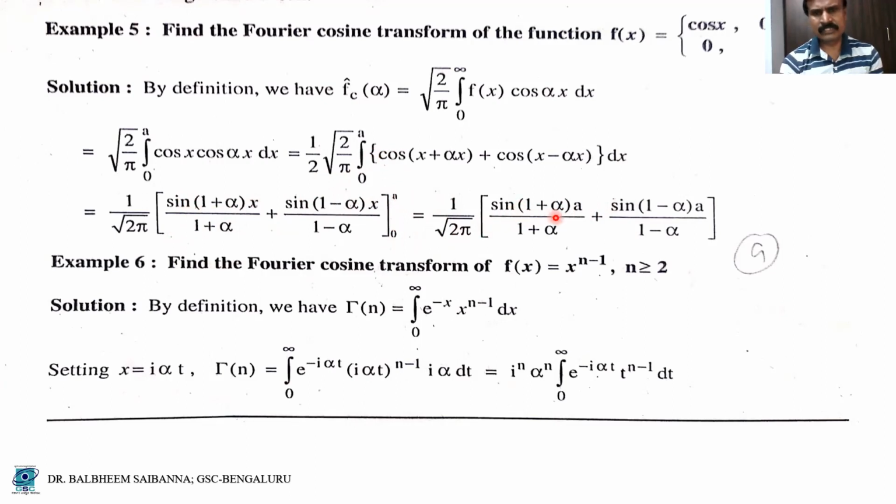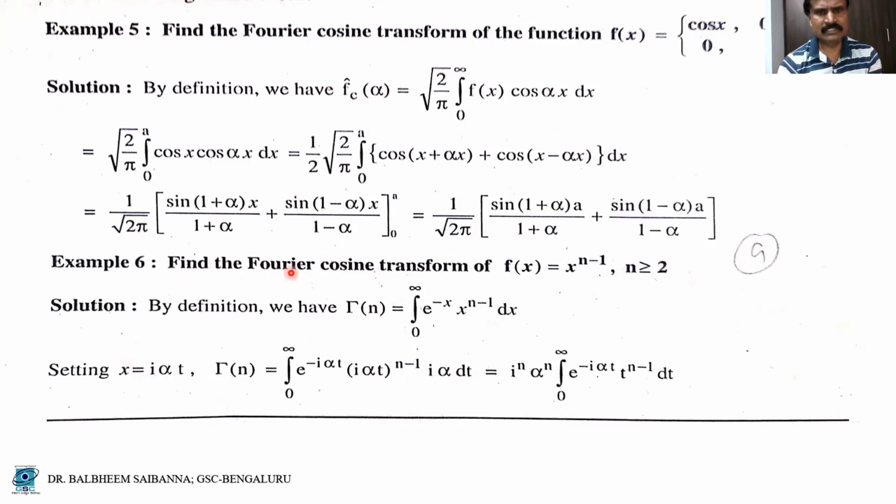Sine of (1 plus alpha) into a, divided by 1 plus alpha, plus sine of (1 minus alpha) into a, divided by 1 minus alpha. This is the required Fourier transform of cos x when x lies between 0 and a.